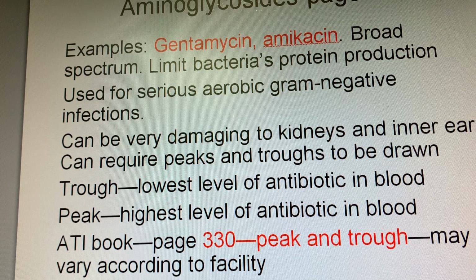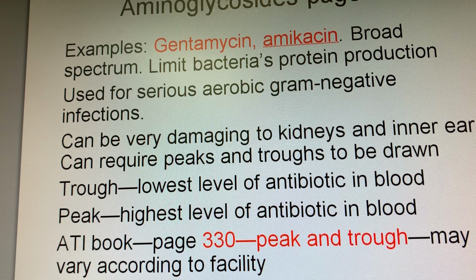These drugs have traditionally required peaks and troughs to be drawn. A trough will show the lowest level of antibiotic in the blood, and the peak shows the highest level of antibiotic in the blood. Our textbook discusses peaks and troughs a little bit on page 76, and it's covered very well in our ATI book on page 330.